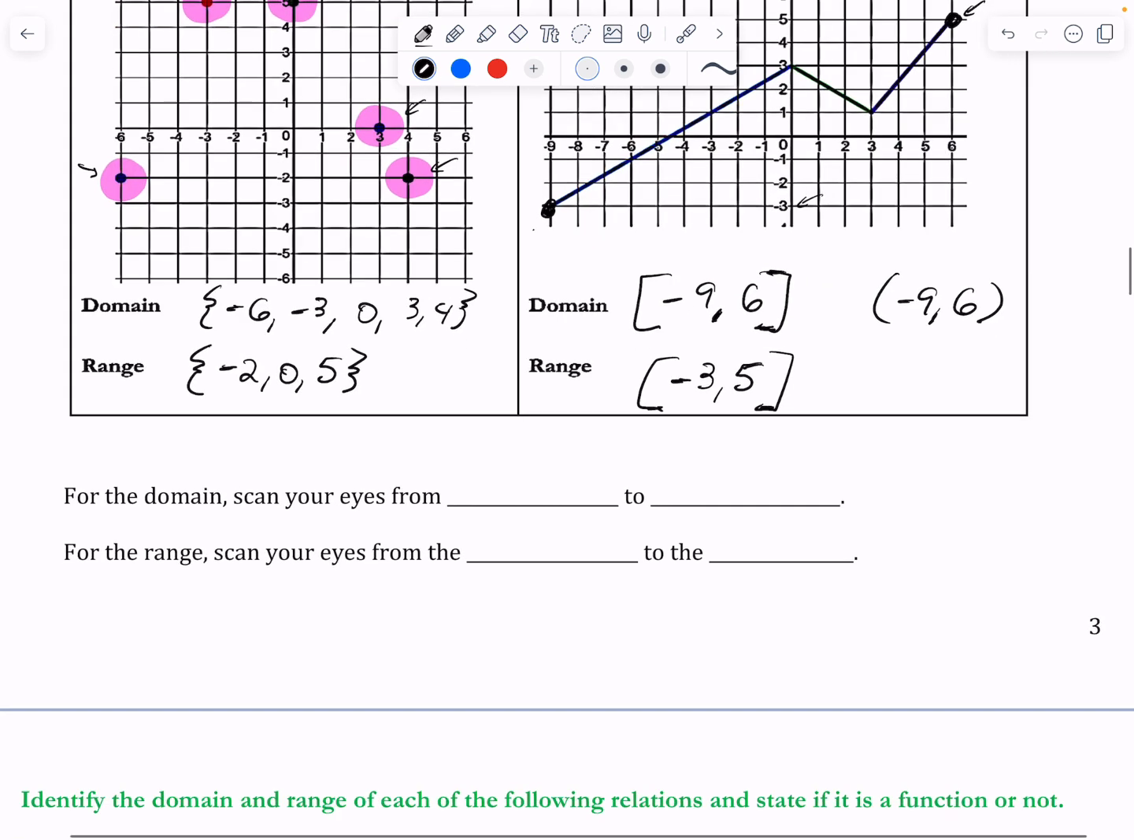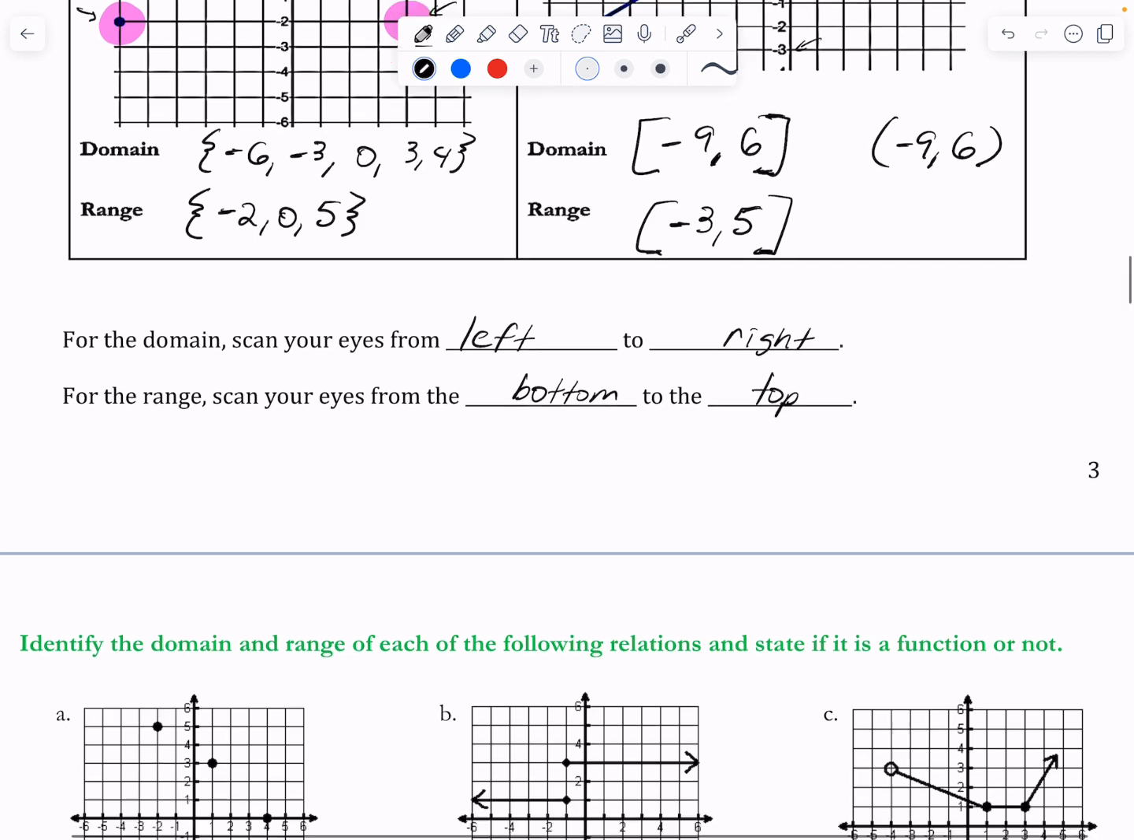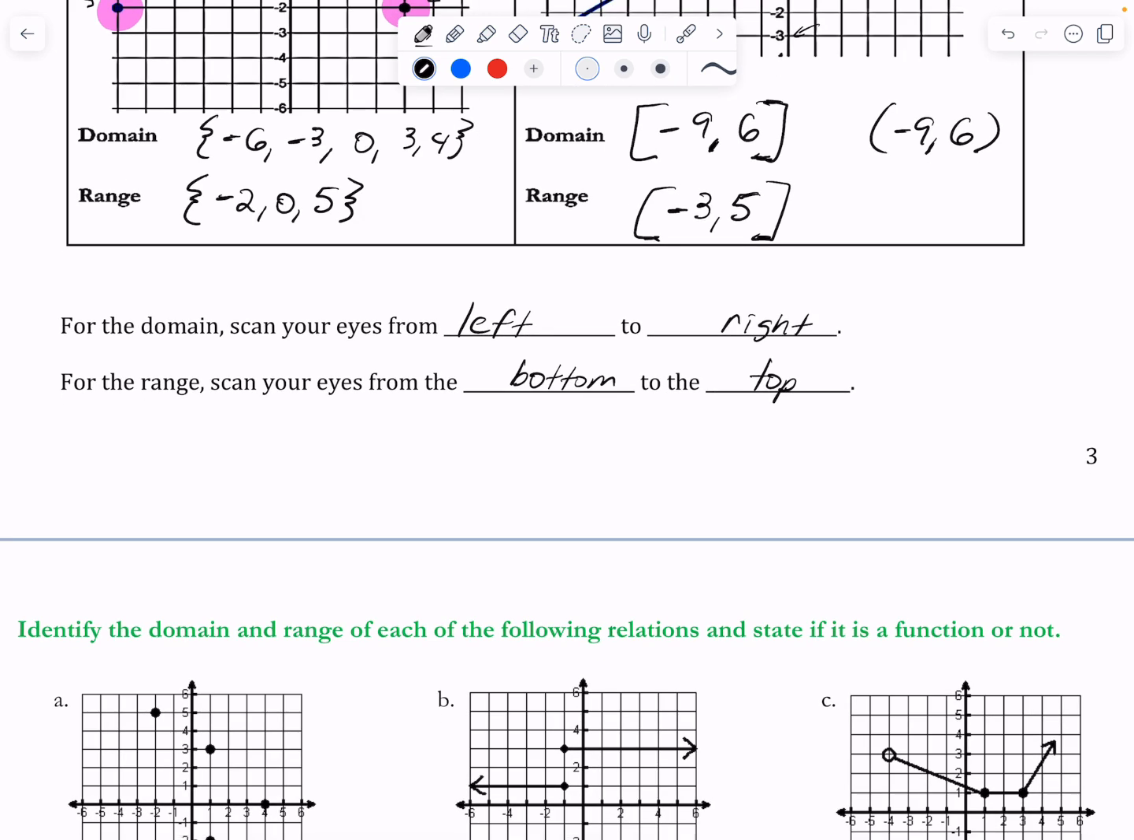So for the domain, you'll notice that I was talking about going from left to right. That's least to greatest. And then I'm always going to teach you for range to go from bottom to top. Always least to greatest. Get in the habit of doing that. You're definitely going to need to do that in your upper level classes.